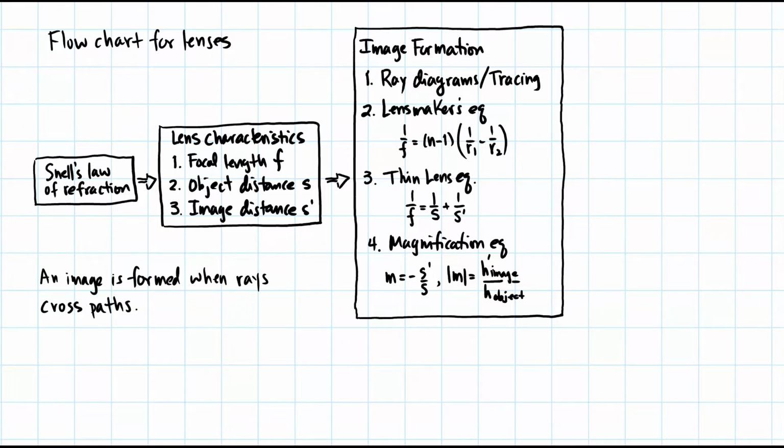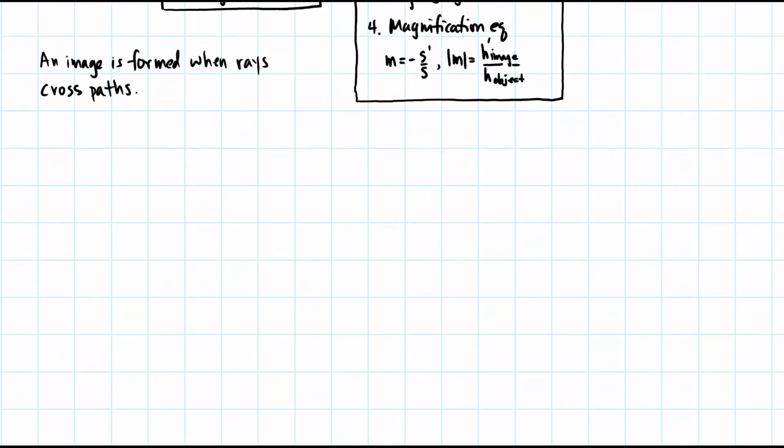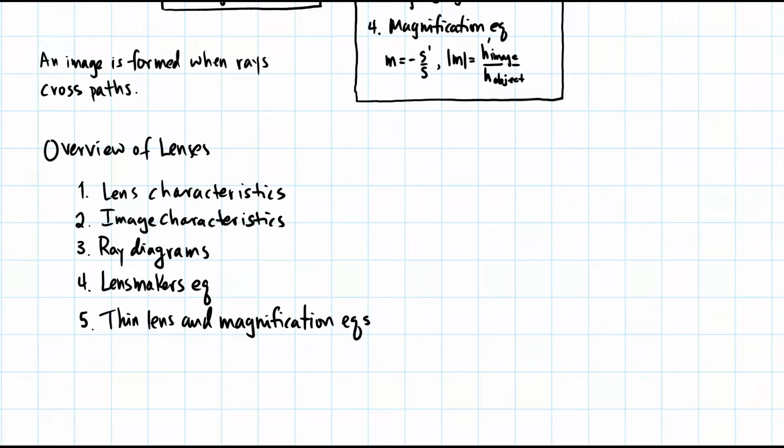Let's go over the overview for this chapter, or this section. I'm going to start with one, lens characteristics, which will tell us the types of lenses that we have. Two, we want to go over the image characteristics. Then three, we're going to start drawing ray diagrams to look at the formation of images, and then we're going to start tackling things mathematically. For four, we use the lens maker equation to calculate the focal length, and five, we use the thin lens and the magnification equations to calculate details about the image.